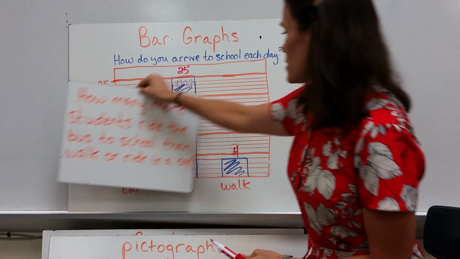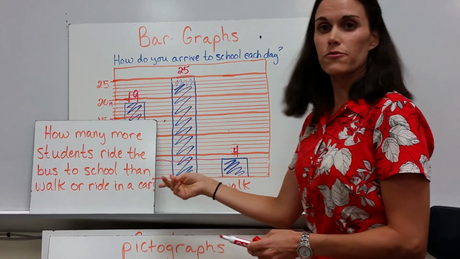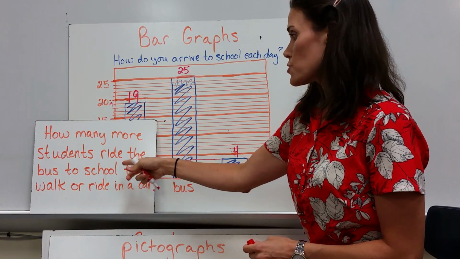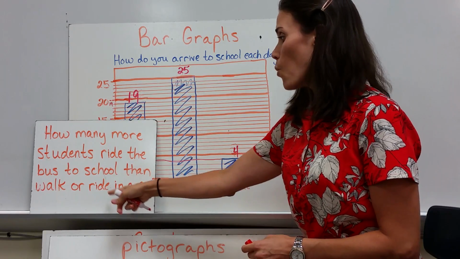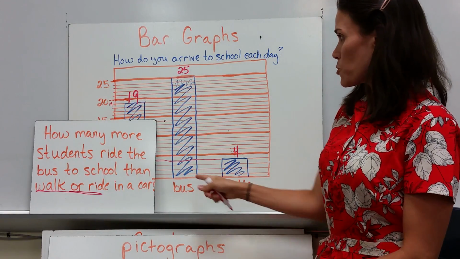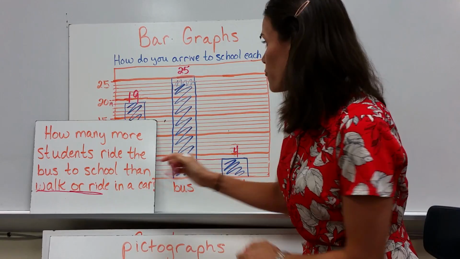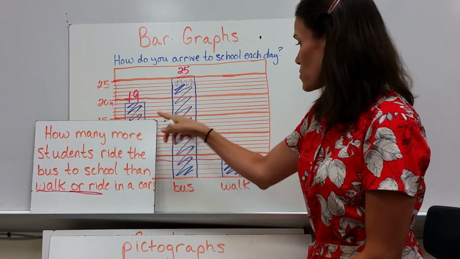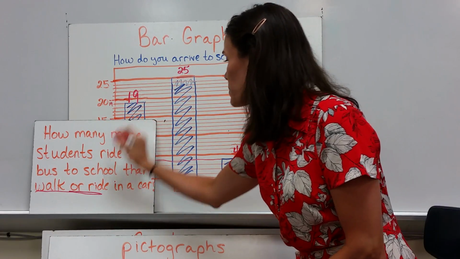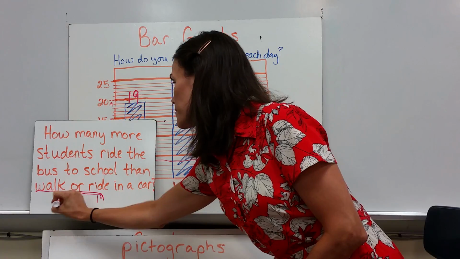So this one is a multiple step question. And students a lot of times have trouble with this kind of question, so let's look at it carefully. How many more students ride the bus than walk or ride to school? So we want to know how many more kids do this than these together. Well, first I'm going to go ahead and figure out how many kids walk or ride to school. So the car would be 19, and the walking is 4.